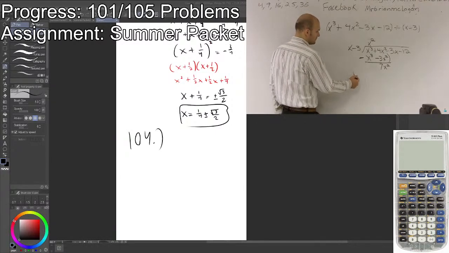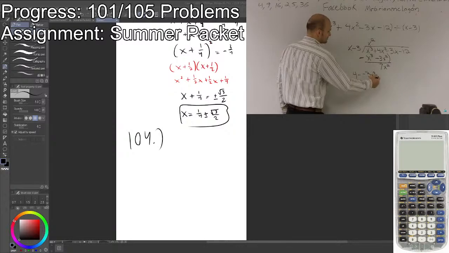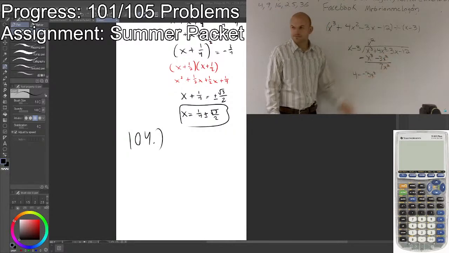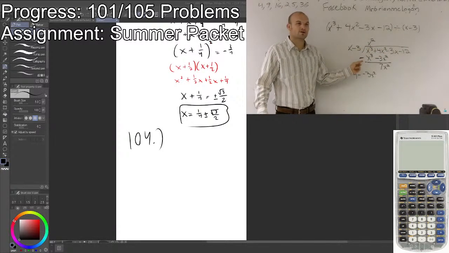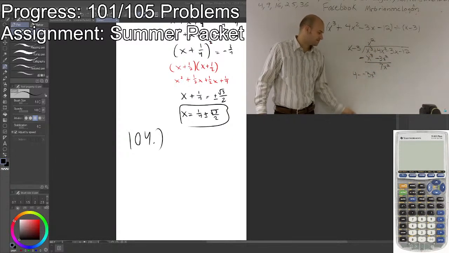Just think of it this way: it's 4 minus a -3. It's just 4 minus -3x squared. But so many students don't want to go back to this negative, and they always forget it. So they just use whatever sign is in front of there.